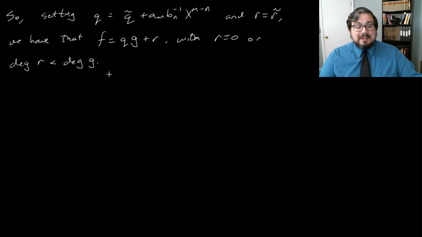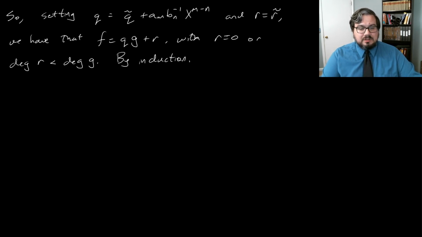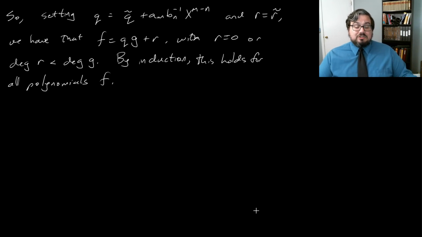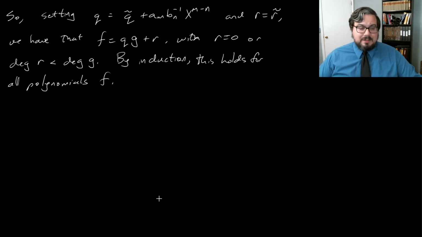Okay, so this handles existence. Once we note that by induction, this holds for all polynomials f. By induction on the degree, we showed that if the statement held for all degrees below a certain number, then it has to hold for that number. And so by induction, it has to hold for every degree. All right, so this shows existence.